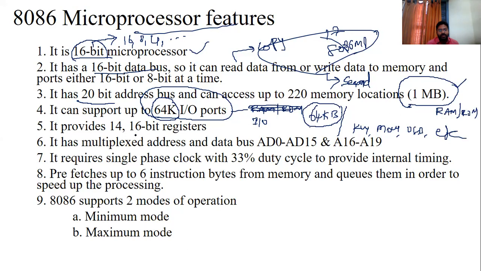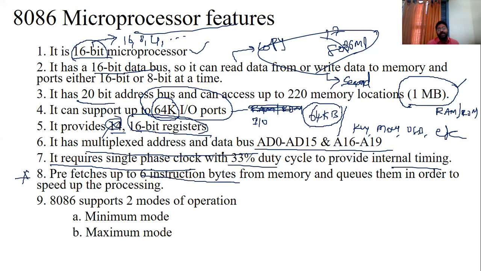Okay, so it can provide 16-bit address registers. It has multiplexed address and data buses. It requires a single phase clock with 30% duty cycle. This one is also important. All these features, the 9 features, are very important. It has a 6-byte instruction queue.